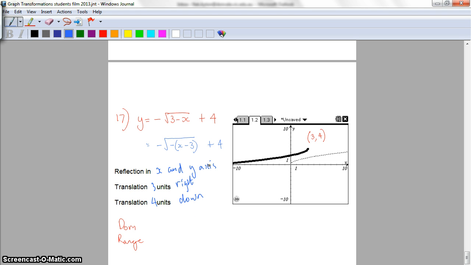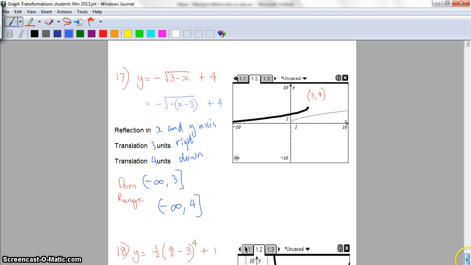So it's a square root function, so the domain will be from negative infinity all the way up to 3, and including 3 actually, because you can get the square root of 0, and the range will be from negative infinity all the way up to and including 4 as well. Okay, so reflection in the x and y axes. This time it doesn't go back to what it was originally. It was only true for the previous question, and others like it, but not like this one.